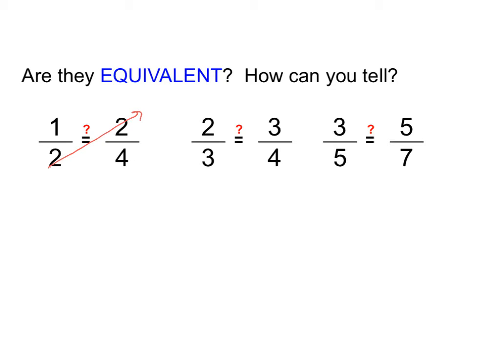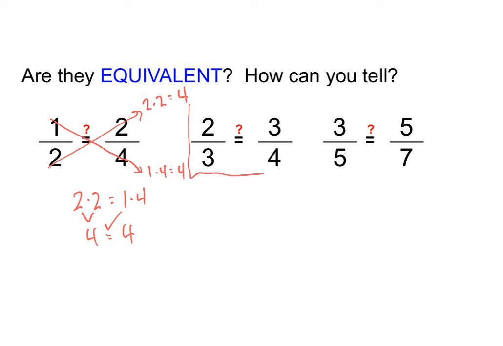The first cross product here would be 2 multiplied by 2, which is 4. Going the other way, this cross product would be 1 times 4, which is also 4. Because the cross product 2 times 2 is equal to the other cross product of 1 times 4, 4 does equal 4, therefore we can say the ratios are equivalent.